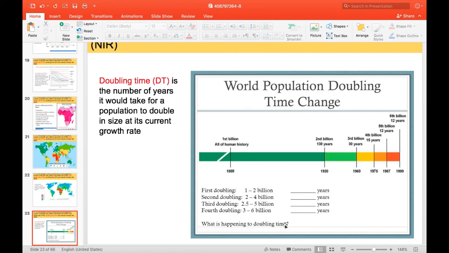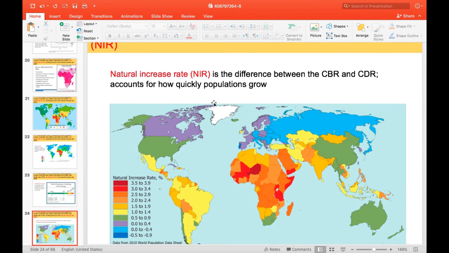What is happening to doubling time? It's decreasing, right? The number of years are decreasing. So it's very important to know that.